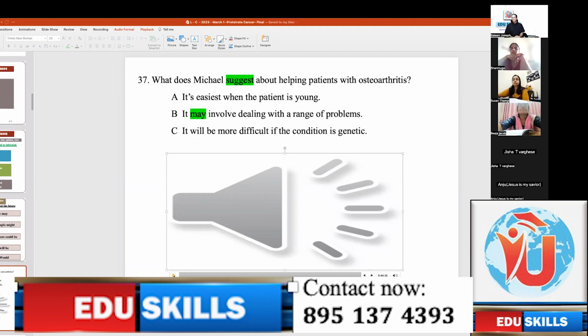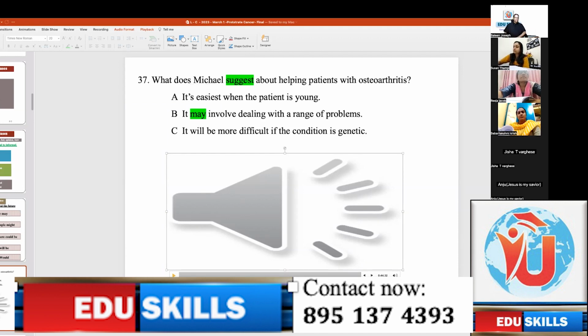Once you are elderly, you cannot help. Medical health professionals cannot help elderly people who have osteoarthritis. That's not a real statement. Okay, third one: it will be more difficult if the condition is genetic. If the condition is genetic, that is about which tense? It is speculation, future. Prediction, yeah, it is prediction. But the question is in present tense, right? The question is in present tense, so the answer must not be speculation.